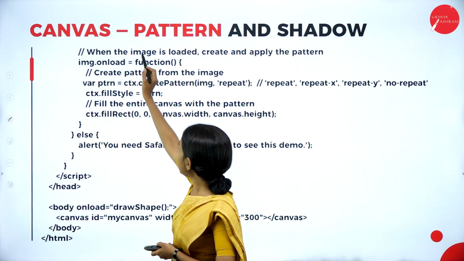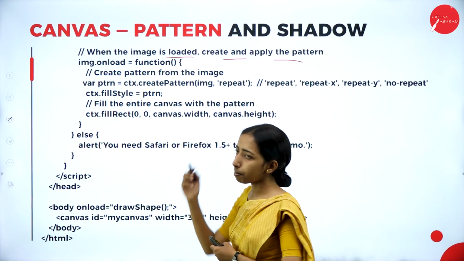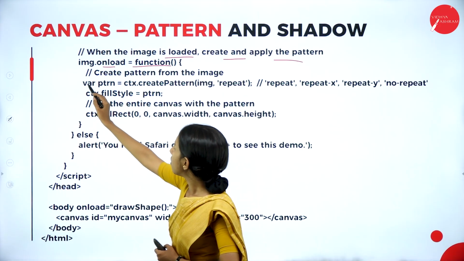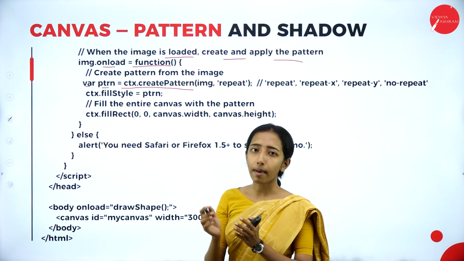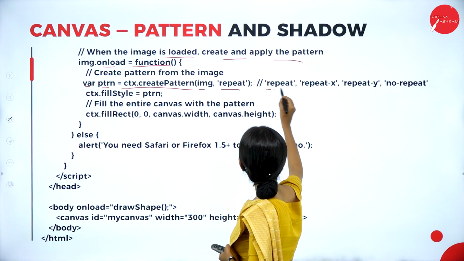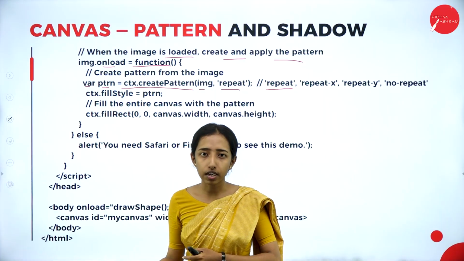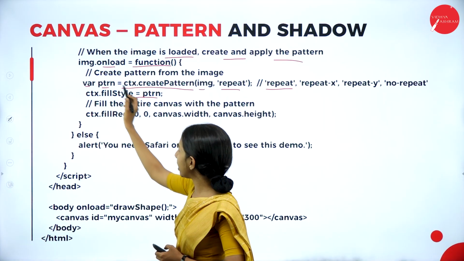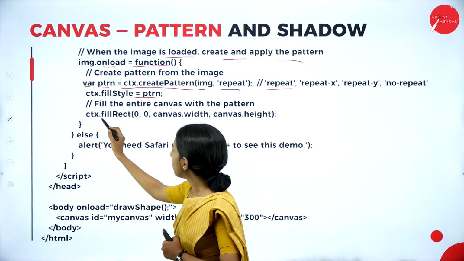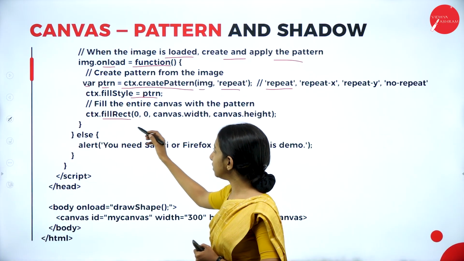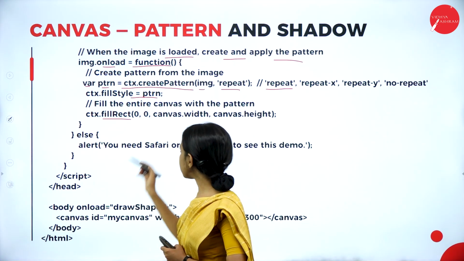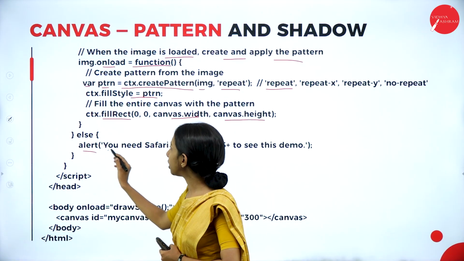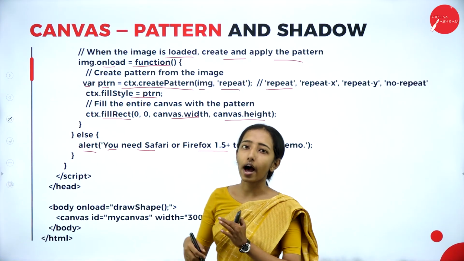Next, when the image is loaded, it will create and apply the pattern. For that, image.onload equals the function we are calling. Here var pattern, and I am using the createPattern method with image and repeat. It will repeat, which is what we learned in the previous slide: repeat means it will repeat both horizontally and vertically. Next fillStyle is the pattern we have taken, and the pattern will be in a rectangle format, using fillRect with 0, 0, canvas width and canvas height. If that does not work, it gives an alert that you need Safari or Firefox to have this pattern.